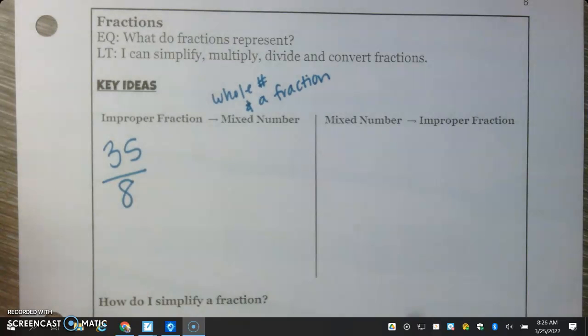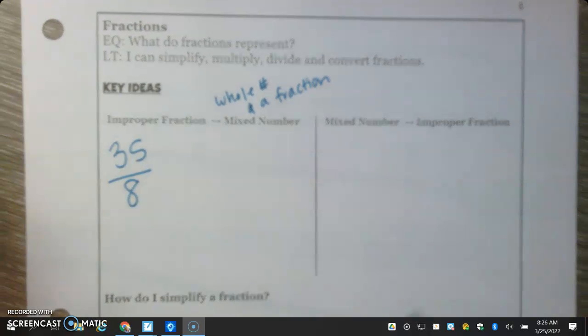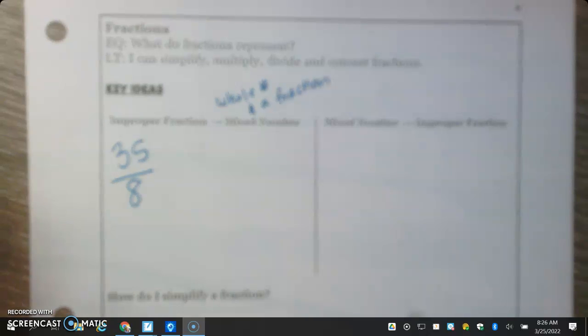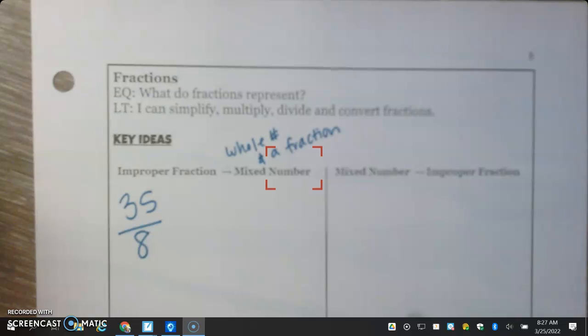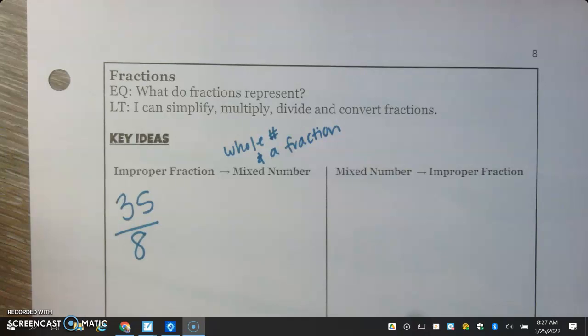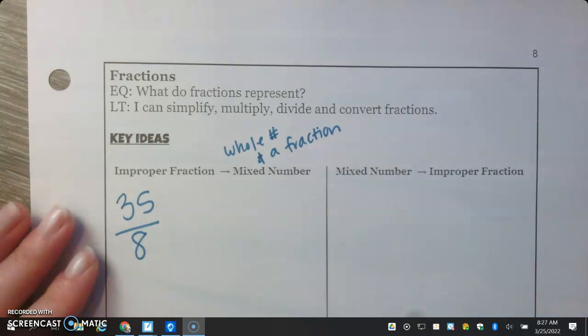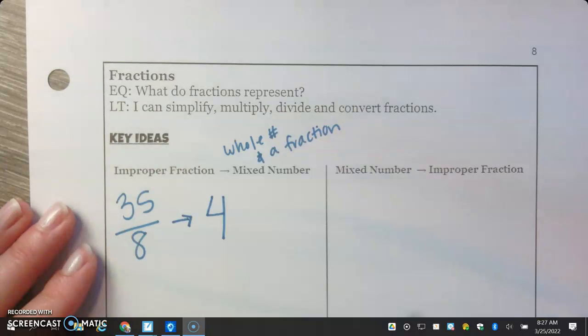So what do we do? Well, we have to think about how many times 8 can fit perfectly into 35. So think about your multiples of 8. 8, 16, 24, 32, 40. Okay, so 40 is too big. 8 times 5 is 40, so we know it cannot go in 5 times. But we know it can go in 4 times evenly. So 4 whole times, 8 can go into 35.